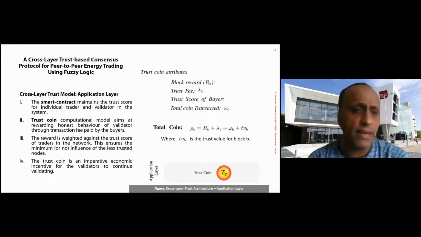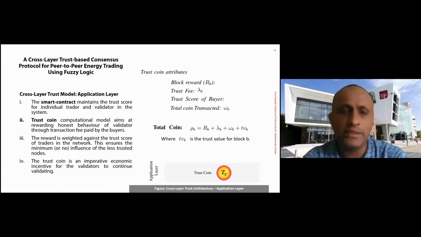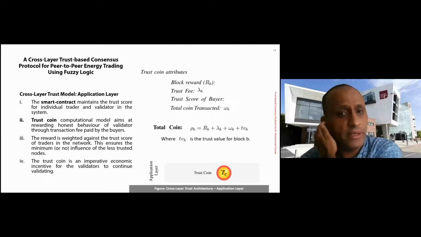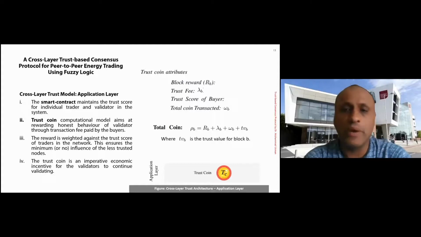Right, so next layer is application layer. The value of trust is derived on the basis of trust coin. As I mentioned before, the smart contracts maintains the trust score for individual trader and validator in the system. The trust coin computation model intends to reward honest behavior of the validators, and the trust coin attributes include block reward, trust fee, trust score of buyer, and total coin transacted. So these are four attributes that are part of the trust coin.